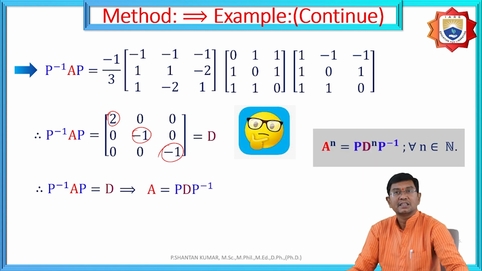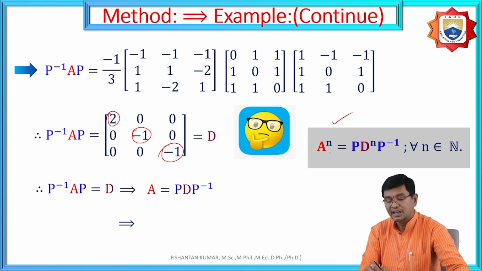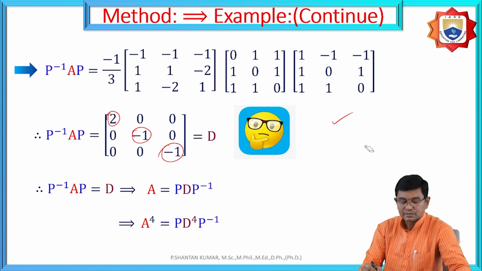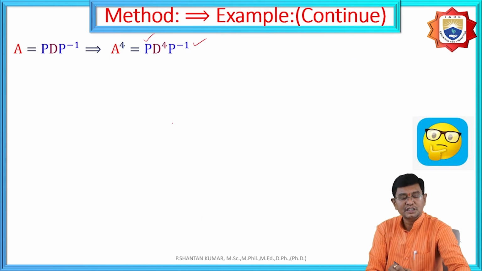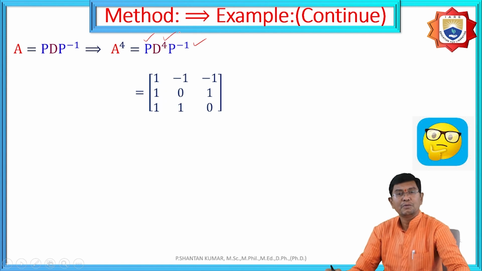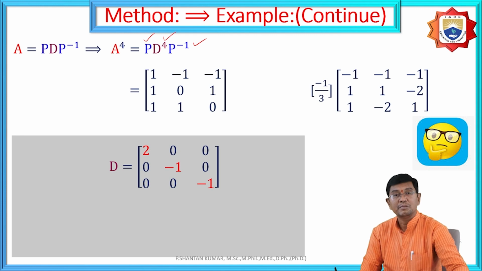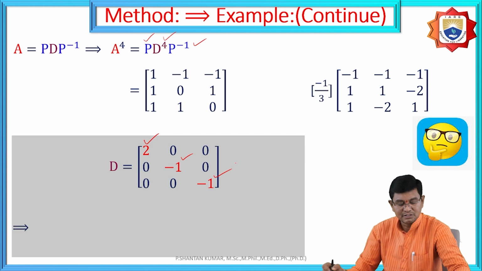Here, they are asking to find powers of the matrix. With the help of this, A power n is equal to P D power n P inverse. The problem is A power 4, so we replace n with 4. Here P is the modal matrix, P inverse is its inverse, and D power 4 has diagonal elements 2 power 4, -1 power 4 and -1 power 4.